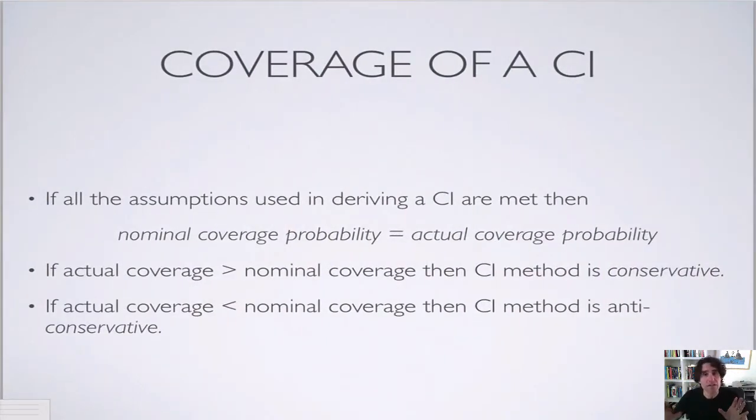So if all the assumptions are met, then the nominal coverage is actually equal to the actual coverage. If the actual coverage is greater than the nominal coverage, then we say that the confidence interval method is conservative, and if the actual coverage is less than nominal, then we say that it's anti-conservative.